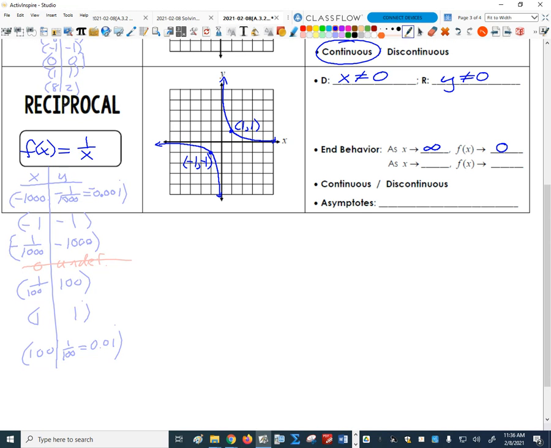Okay. So then, what if we go the other direction here? As x approaches negative infinity, if I go to the left forever, what's the value that I'm approaching? It's also 0, isn't it? Only they're negative values this time instead of positive values.